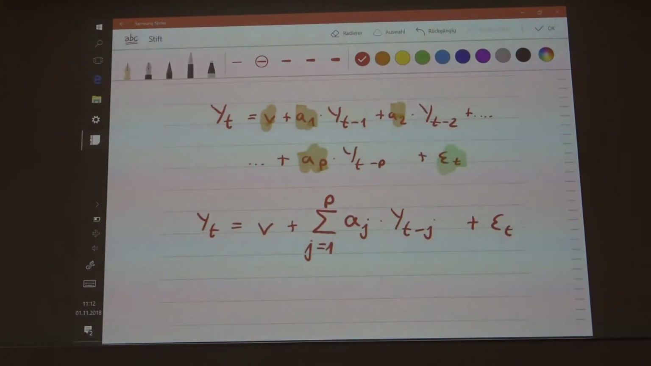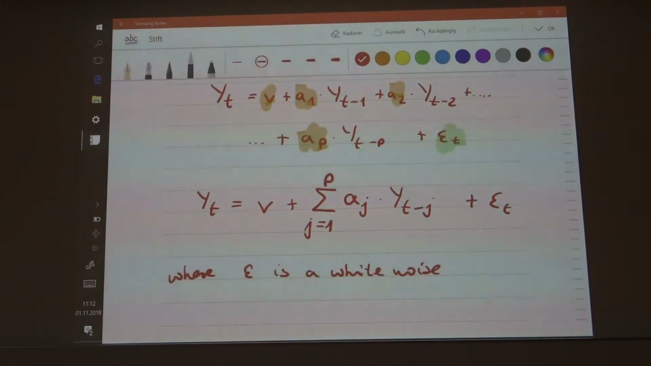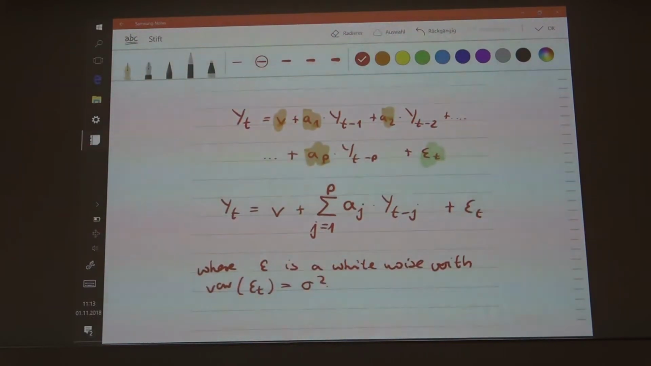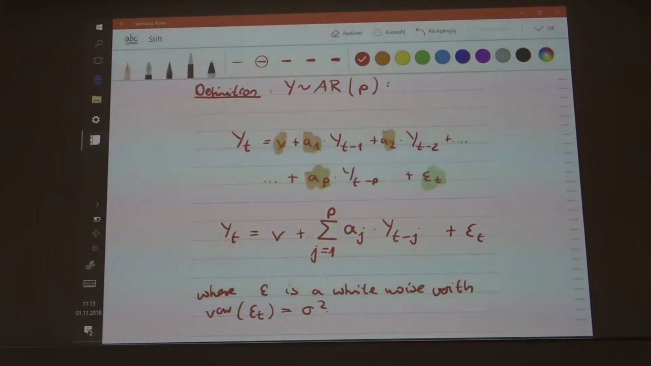Where epsilon is a white noise, and the mean is of course 0, and the variance of the white noise in the general case is going to be sigma squared at all times. So this is the general definition. Now these a1, a2, etc. are the coefficients, or the parameters, and then you have a white noise as an error term.